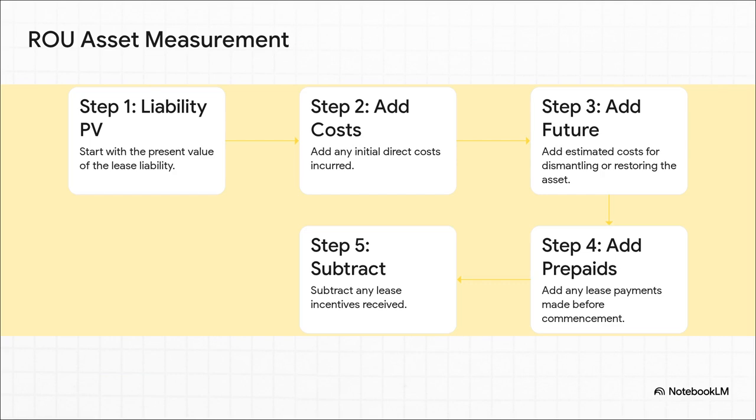Calculating the cost of the ROU asset isn't just one number. It's multifaceted. You start with the initial lease liability. That's your core obligation. Then you add any initial direct costs like legal fees or commissions, basically any cost you wouldn't have incurred if you hadn't signed the lease. Crucially, you also have to factor in an estimate for dismantling and restoration costs, pulling in the requirements from Ind AS 37. And finally, you adjust that carrying amount for any lease payments you made before commencement, minus any incentives you got from the lessor.